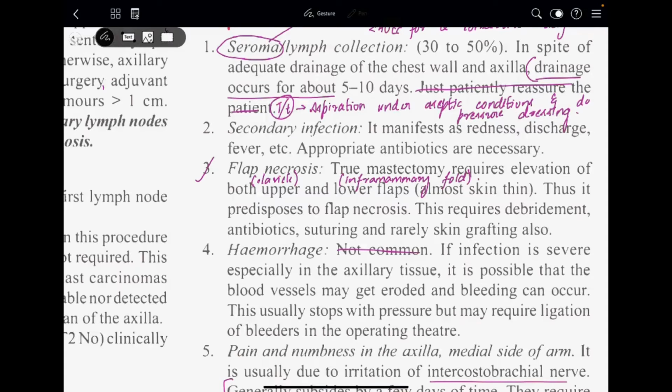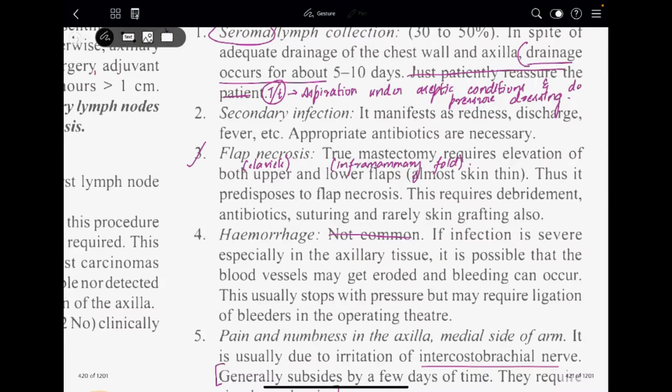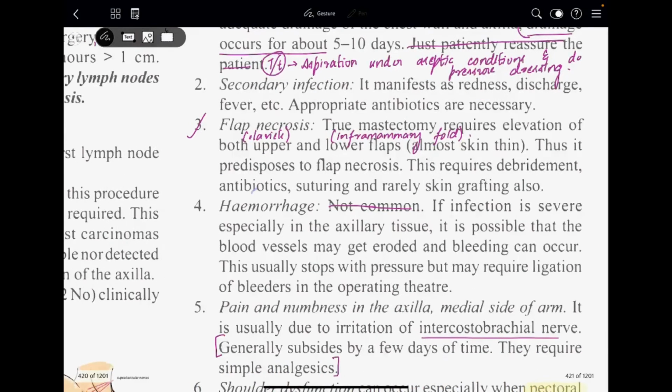Okay, like just how I explained to you, and as you can see in the video, the mastectomy requires elevation of both upper and lower flaps. It should be almost skin thin. Thus, it predisposes to flap necrosis. Flap necrosis is whenever the flap is too thin and there is no adequate blood supply, it leads to necrosis. The upper flap will be until the clavicle, and the lower flap will be until the inframammary fold. How will you treat flap necrosis? Debridement, like just how you treat any other necrosis. Antibiotics, suturing, and skin grafting.